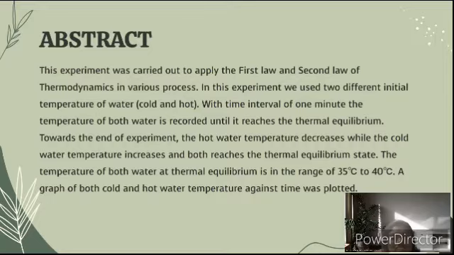Towards the end of the experiment, the hot water temperature decreases while the cold water temperature increases and both reach the thermal equilibrium state. The temperature of both water at thermal equilibrium is in the range of 35 degrees Celsius to 40 degrees Celsius. A graph of both cold water and hot water temperature against time was plotted.